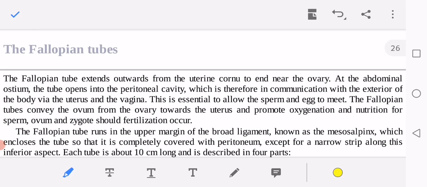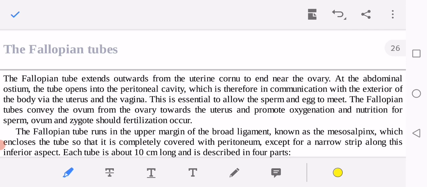Okay. Fallopian tubes. The fallopian tubes extend outward from the uterine corner to end near the ovary at the abdominal ostium. The tube opens into the peritoneal cavity and is therefore in communication with the exterior of the body via the uterus and the vagina. This is essential to allow the sperm and eggs to meet.